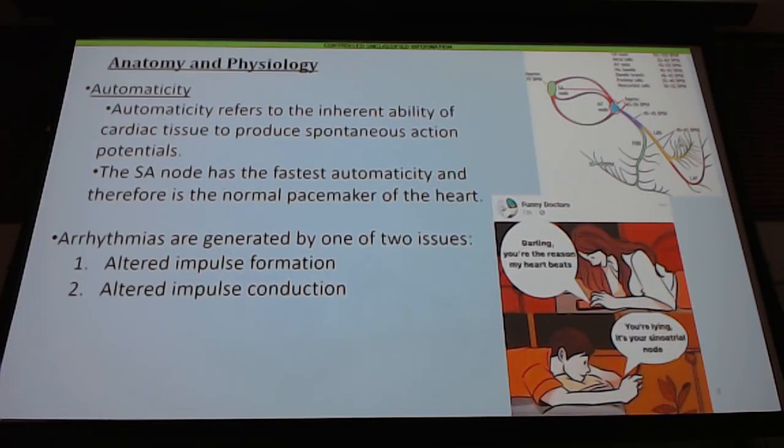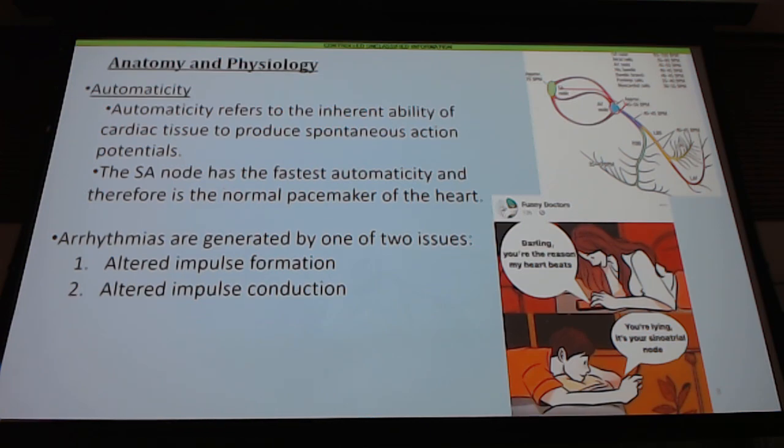But if the SA node fails, either because it's under stress from ischemia or it's dead because of an infarct, the other pacemaker cells will pick up the slack and generate that action potential to at least give you that heart rate and heartbeat to circulate the blood.